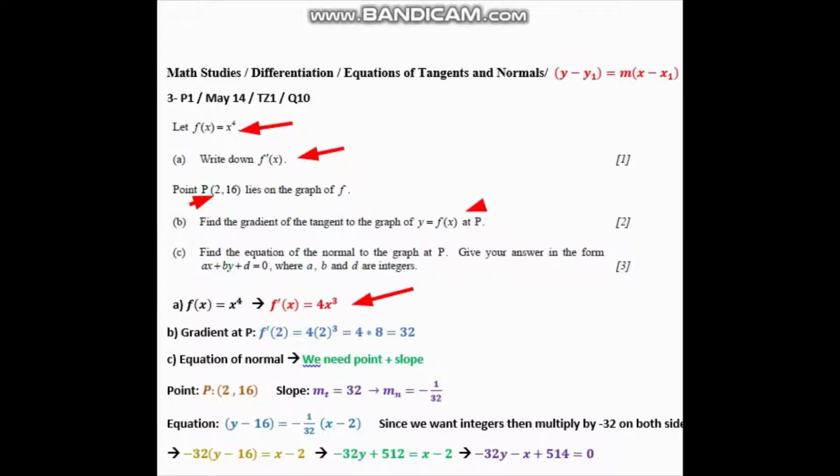So to get the gradient of the tangent at P, I basically want to get the gradient when x equals 2. So I just plug 2 instead of x in the equation of f dash of x like we did before, and this gives me 32. Hence this is the slope of the tangent at P. Now in question C, I am required to find the equation of the normal to the graph at P.